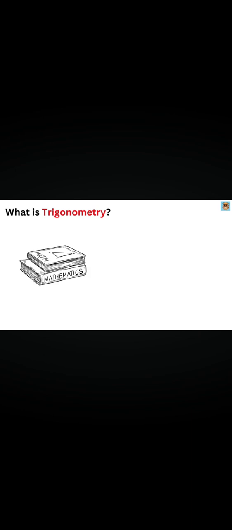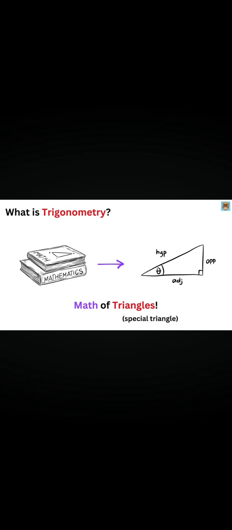So, what is trigonometry? At its core, trigonometry is just a branch of mathematics that deals with the relationships between the angles and sides of triangles. Think of it as the math of triangles. Before we dive into the details, let's focus on a special kind of triangle from where this trigonometry started: the right-angled triangle. As you might probably know, a right-angled triangle is a triangle where one of the angles is exactly 90 degrees. Now, every right-angled triangle has three sides.